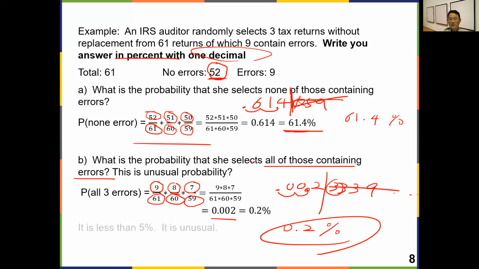Okay. Sometimes they ask, is it usual or unusual? If you get less than 5% probability, then you say it's unusual. But this is not even 1%, it's 0.2%. So it's a very unusual case, right?